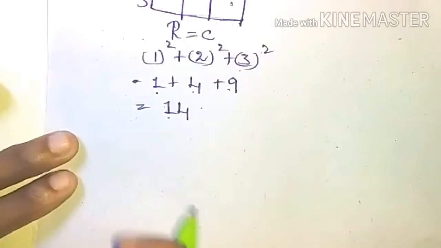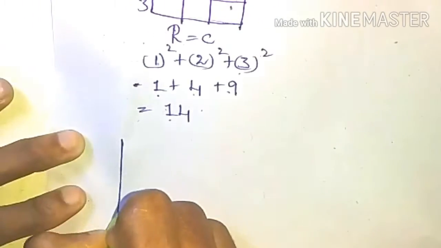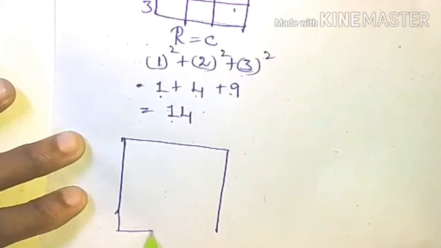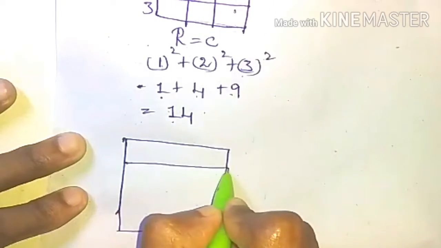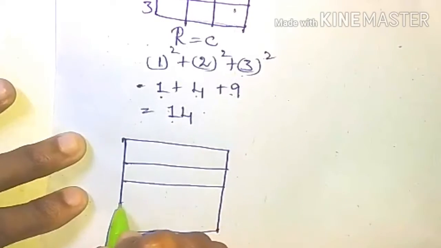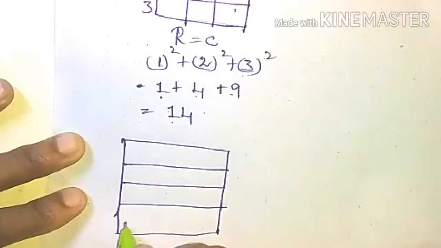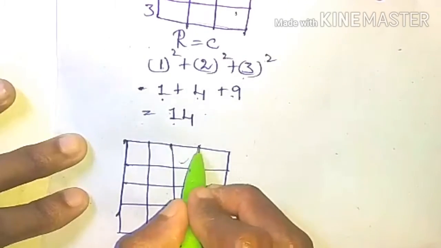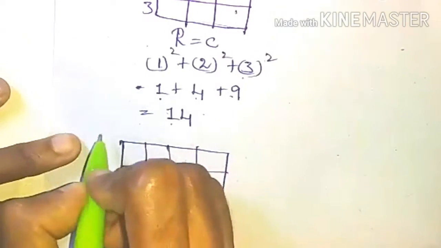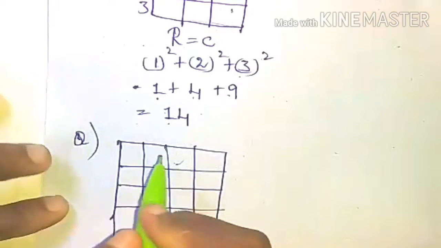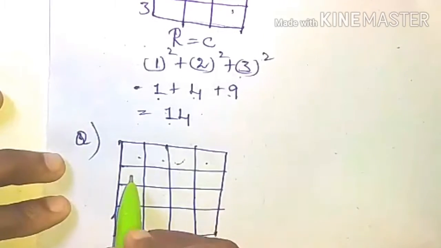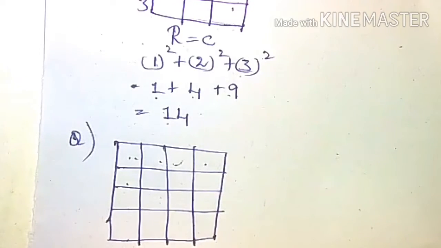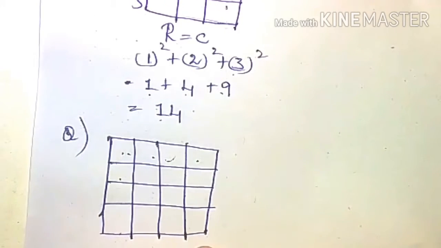I am giving one more as your homework. You can see here, find it out. 1, 2, 3, 4 rows and 1, 2, 3, 4 columns. So 4 rows and 4 columns are equal. So this is homework. Find the answer and comment.